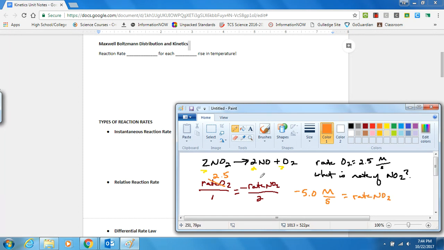So when you're working with relative rates, when you want to find the rate of something when you know the rate of something else, all you have to do is set up a proportion by stoichiometry, figuring out what the relationship is between those things. So we've just gone through Maxwell-Boltzmann and how it relates to kinetics. We've talked about two types of reaction rates, which are instantaneous reaction rate and relative reaction rate. We have a few more types of reaction rates that we're going to do in a couple of other videos.